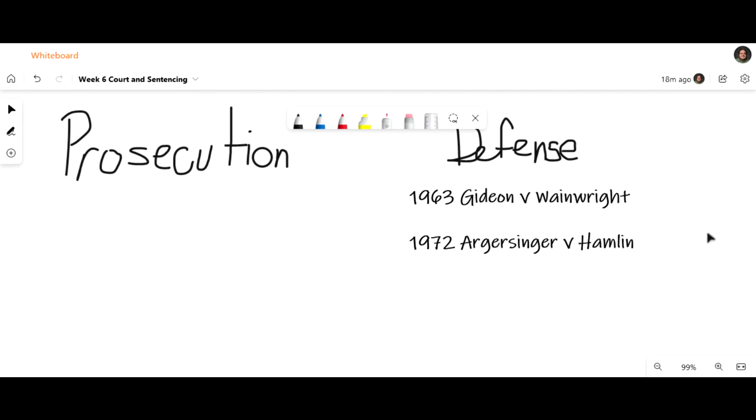Not guilty, same kind of concept. You're saying I didn't do it, and then it usually goes to trial where the prosecution has to determine and prove without a shadow of a doubt that you did in fact commit the crime.